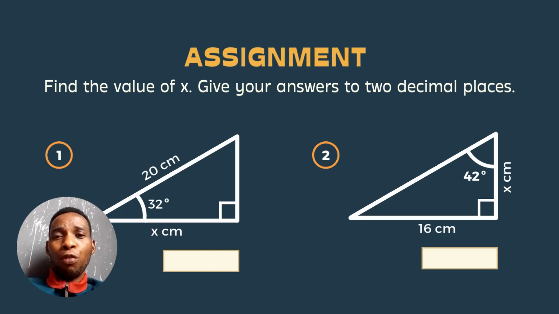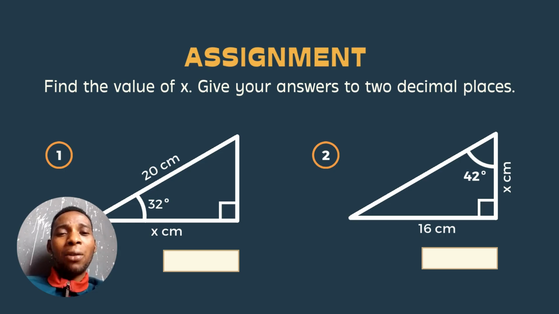Now, this question says, find the value of x. Give your answer to two decimal places. So you are to express your answer in decimal places. You can see from the first triangle, the angle is given to be 32 degrees, and the side you are going to find is x. So you have to check which side that x is. Is it adjacent? Is it opposite? Is it hypotenuse? Please try to check that and solve that.